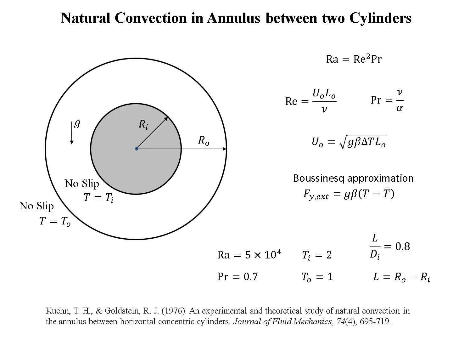Our final benchmark is the natural convection in an annulus between two cylinders. The inner cylinder has a constant and uniform hot temperature, while the outer cylinder has a constant and uniform cold temperature. The flow field here is modulated by the Rayleigh number, which is chosen as 5 × 10⁴. This number is consistent with the experimental results provided by Keelan and Goldstein. And in this model, we couple our fluid flow solver to the temperature field solver using the Boussinesq approximation.